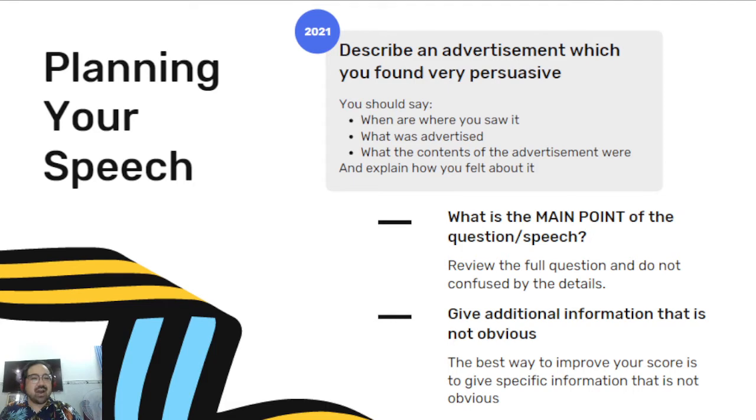So what you're here for really is how to plan your speech. That's why you're here. The way that we're able to plan our speech is to find out what the main point of this question is. If we're looking at this question, the main point is for me to talk about a persuasive advertisement. That is the only thing that I really need to talk about. So that is the main point. If that's my main point, then I have to be clear with my introduction. When you're clear with your introduction, then you don't have to be confused by anything else. Today, I want to talk to you about an advertisement that I found very persuasive. Okay, great. It's a good, basic introduction.